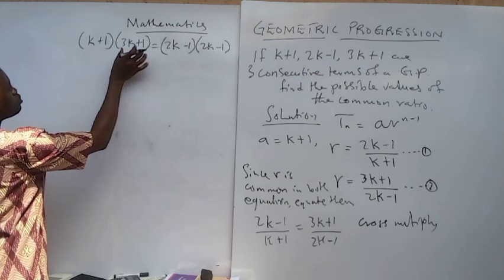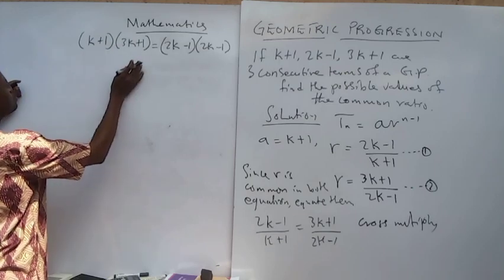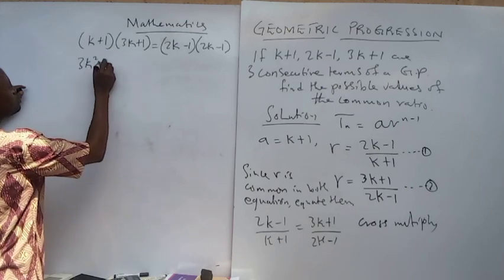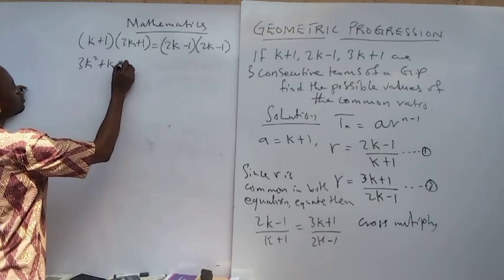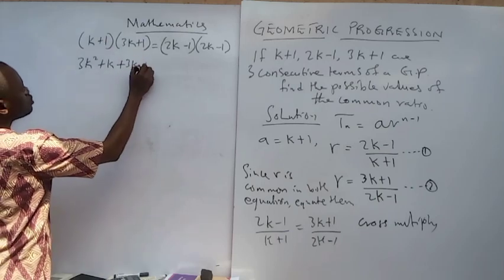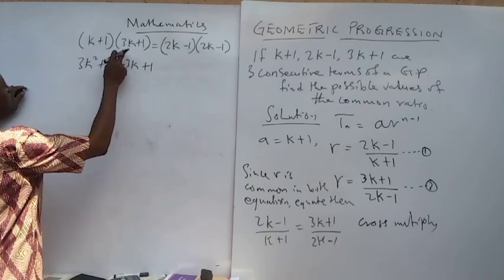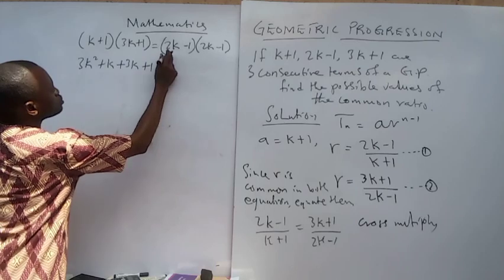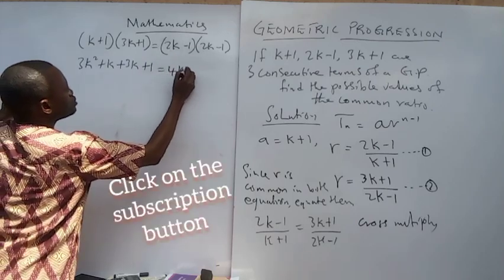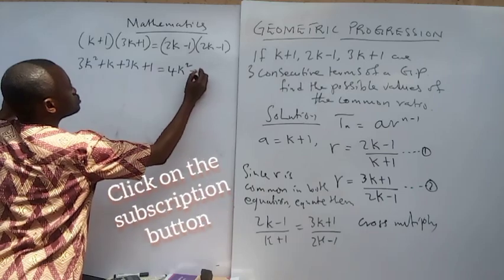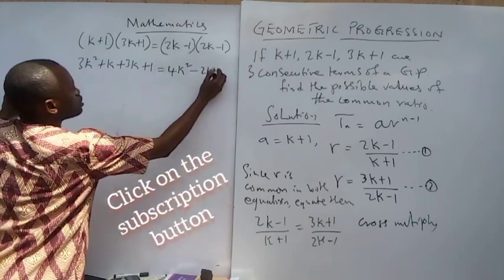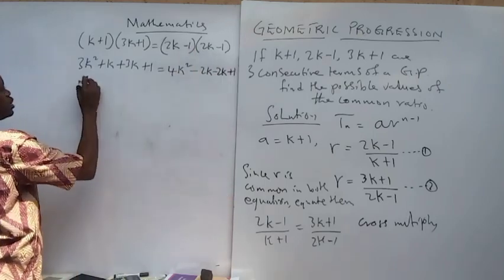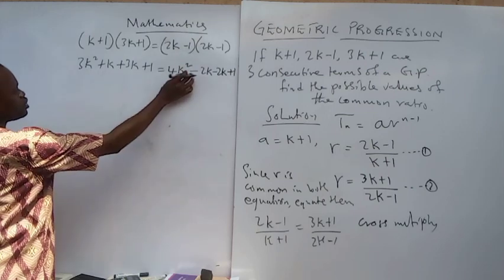Had it been that we have something that is common here, we can cancel out on both sides. So this and this will give me 3k squared. This and this will give me plus k. Then 1 times this will give me plus 3k. Then 1 times this will give me plus 1. Equals this into this is 4k squared. This into this minus 2k. Then this into this minus 2k. Then this into this plus 1. We collect the like terms.